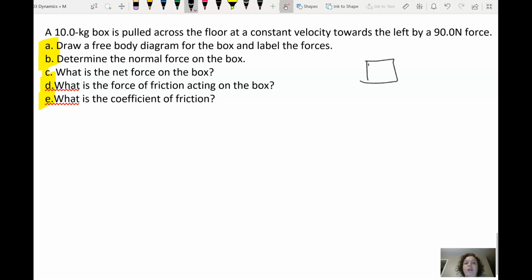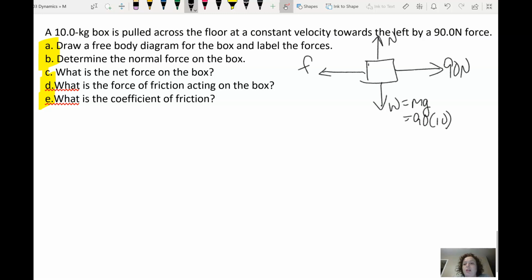It's on the floor, so we've got to know that we've got a weight and we have a normal force. Okay, and we know that it's being pulled to the right by a 90 Newton force and that there's some force of friction. Things that we also know: the weight is mass times gravity, so it's 90 times 10, so we've got 900 newtons. Okay, so we just drew our free body diagram and we labeled our forces as we know them.